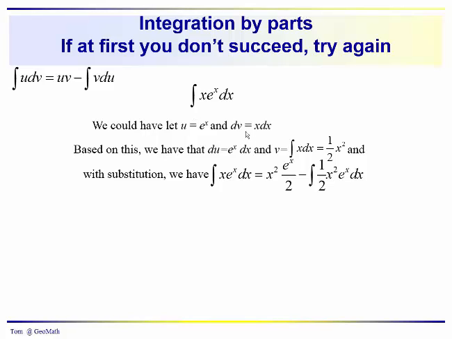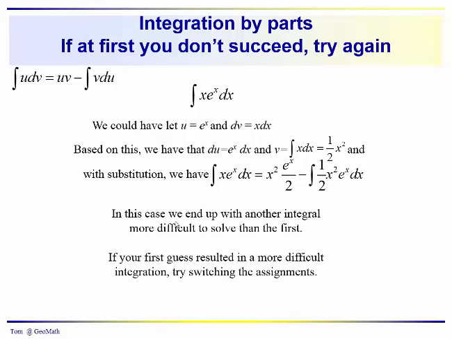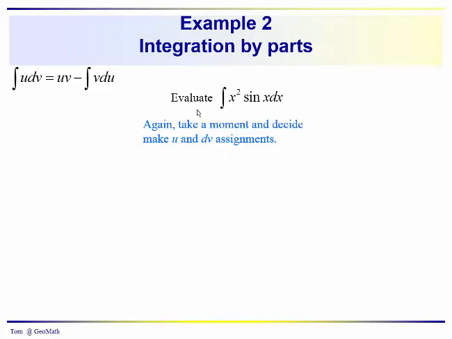If you'd have taken this road, you would have ended up with another integral, and you could say, well, okay, I'll try integration by parts again. So you usually do have multiple guesses, and if one doesn't work out, then you can use another one. So let's try another example here.